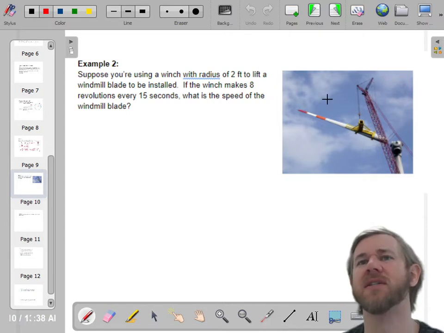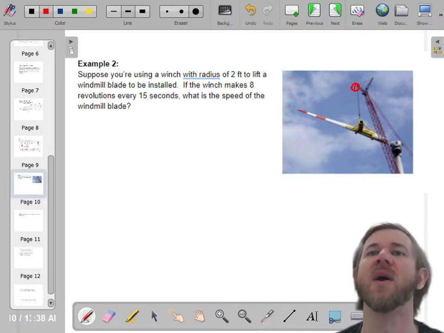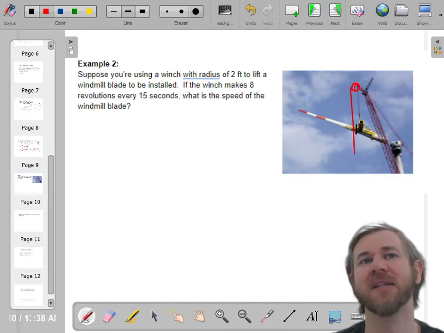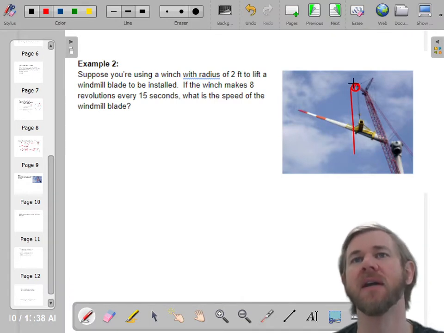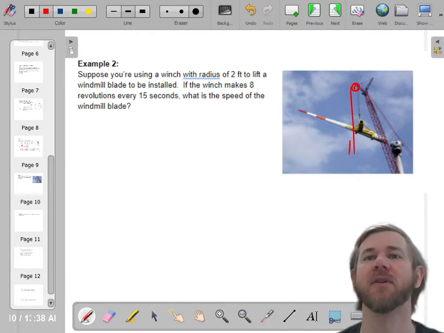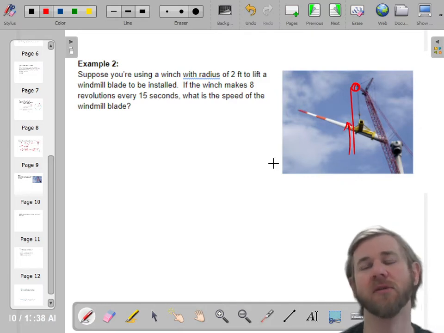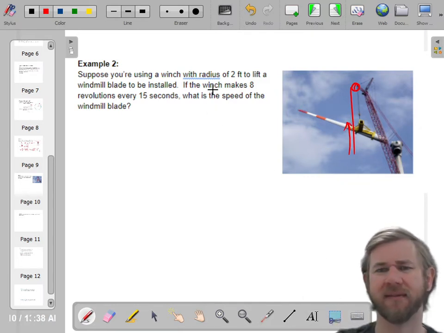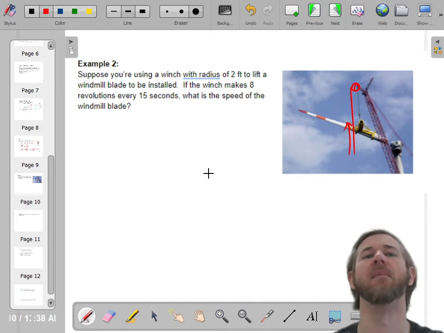This is kind of a weird question. So what we're actually talking about is there's a winch that's pulling something up. The fact that it's a windmill blade doesn't really matter, but you have a winch that's pulling something up. So you have this item being pulled up. It is a windmill blade here, but when you think windmill blades, you think spinning around. This is just being pulled up.